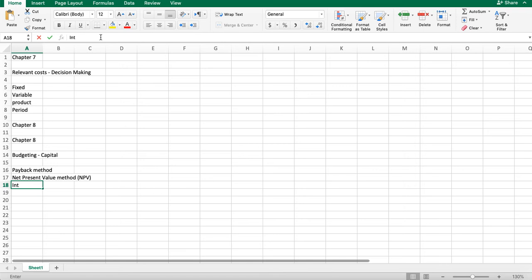And then we have the internal rate of return, often called IRR. It's very obvious, the internal rate of return. We're looking at different options and seeing which one has a higher rate of return. And then the last one I talk about is the simple rate of return.